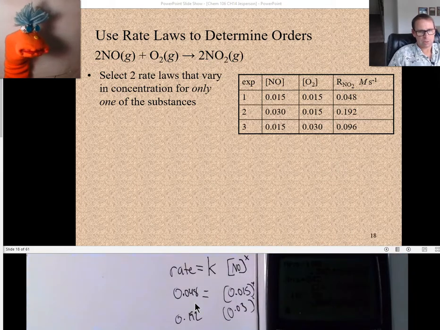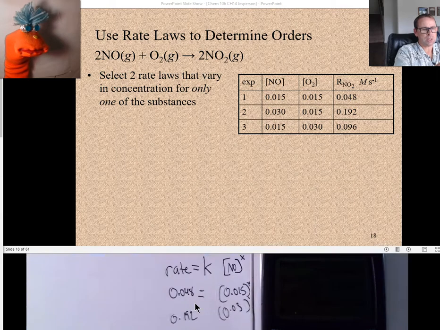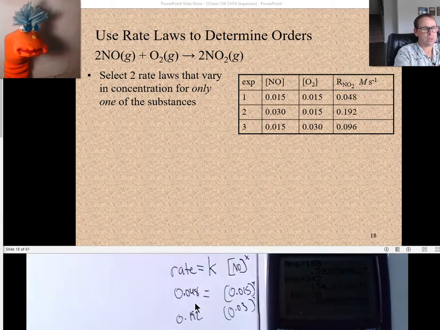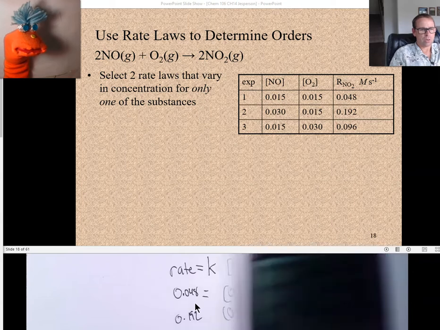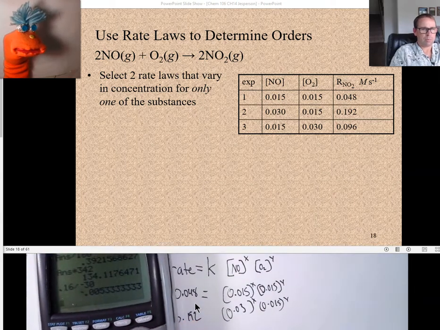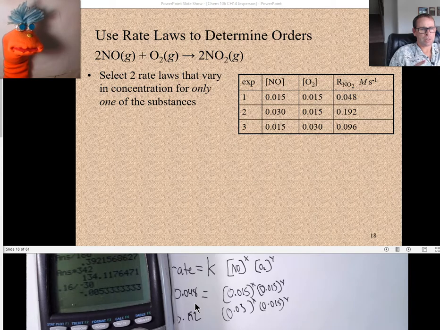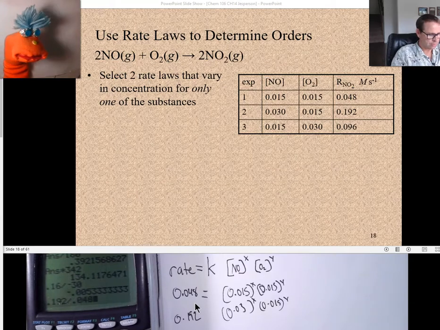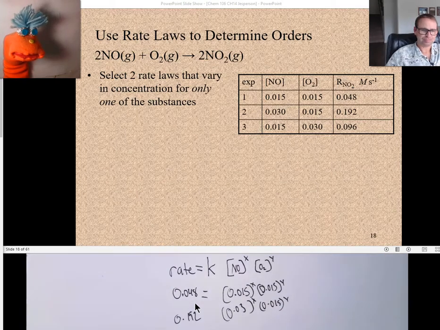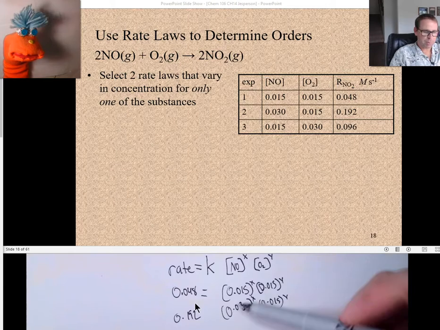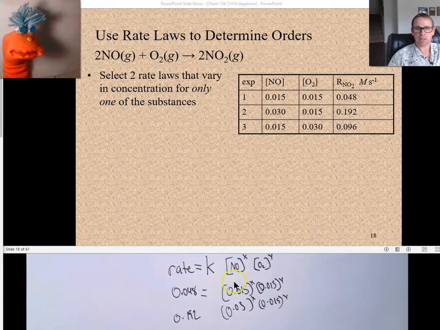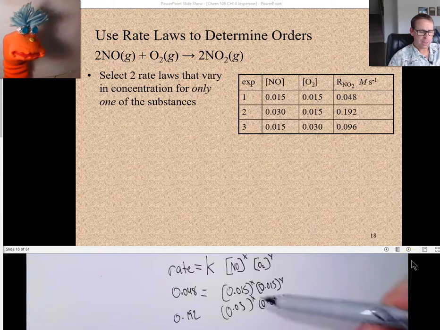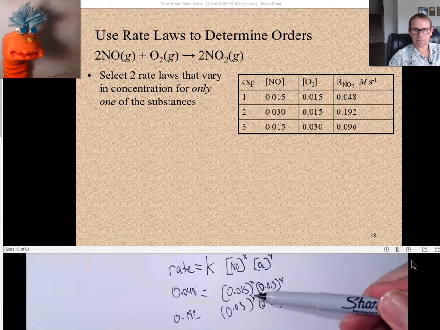Is that 4 times? I think it is pretty much 4 times. What are we looking at here? 0.192 divided by 0.048. So the rate is 4 times as fast. So I doubled this concentration, but the rate went up 4 times as fast. And if you think about it, that helps us know about this exponent here.